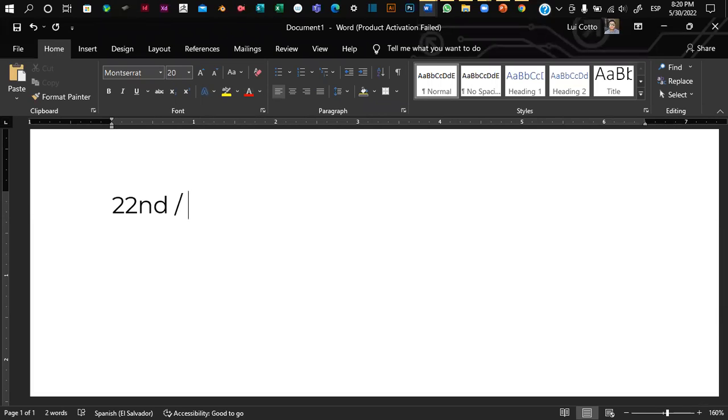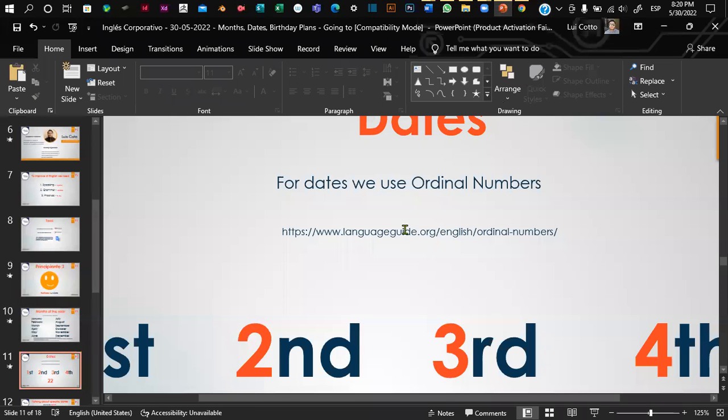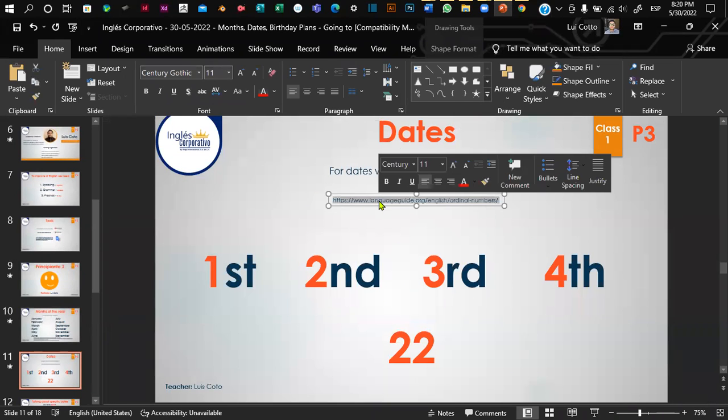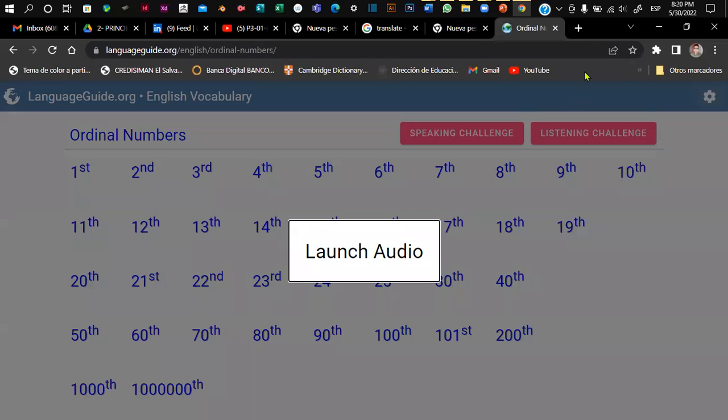Let's see. I will try this one. What is that number? Let's see if you remember. What is this number in ordinal always? Because we are talking about dates. Okay, we will check. 18th. Very good. I have a link. I will open it, so you can do this at home, because I send you the presentation. I will tell you some minutes before we finish.